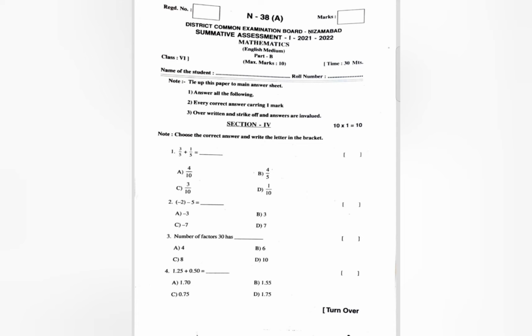So this is 6th class mathematics part B. In addition or subtraction of a fraction, first we need to take out the LCM of the denominators. Here in this case, the denominators are 5 and 5. The fractions which have the same denominators are known as like fractions. So the addition or subtraction of like fractions is quite easy.